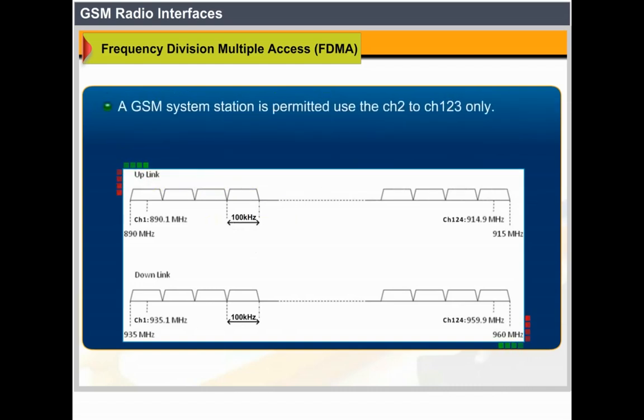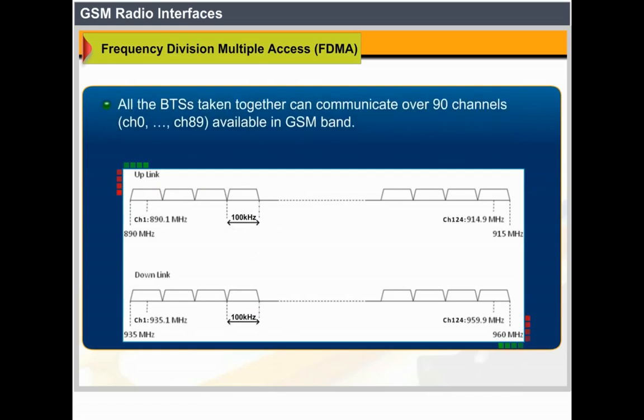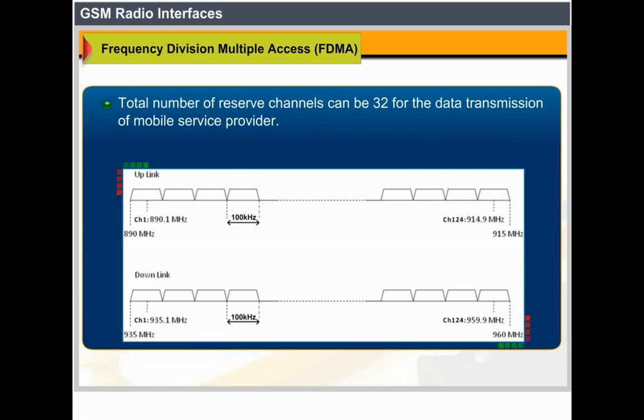A GSM system station is permitted to use CH2 to CH123 only. All the BTSs taken together can communicate over 90 channels, CH0 up to CH89 available in the GSM band. Total number of reserve channels can be 32 for the data transmission of the mobile service provider.